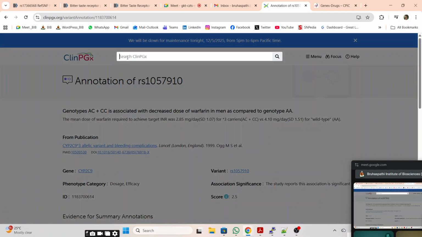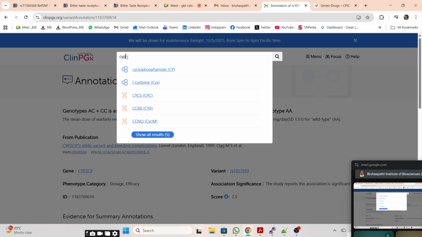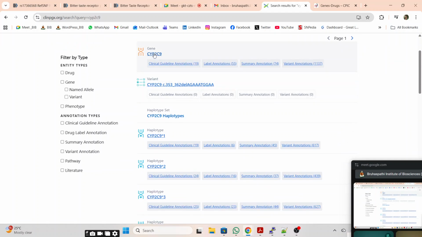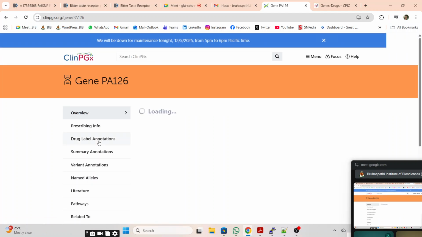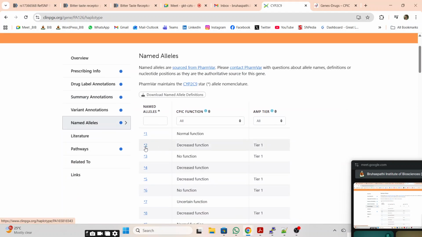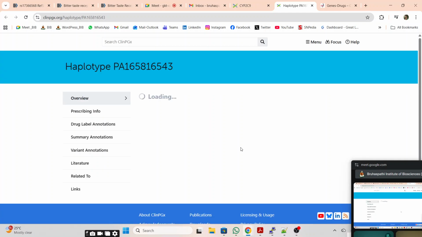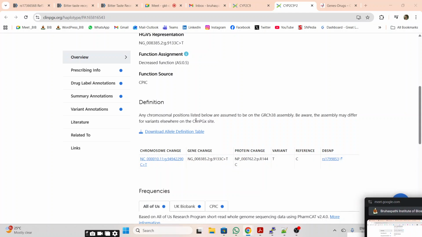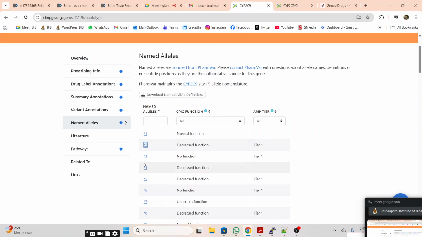Now, how do you find which star and which RSIDs we have to consider? For CYP2C9, if you just query that particular resource, you have something called named alleles. Wherever there is a star notation, see, star 2 is decreased function. When do you call a person a star 2? If you click here, a person who carries a mutation at this particular position is called a star 2. Okay. Now go back.